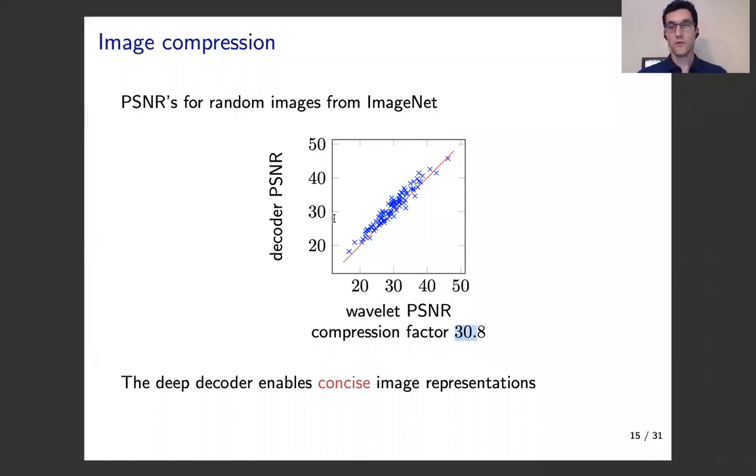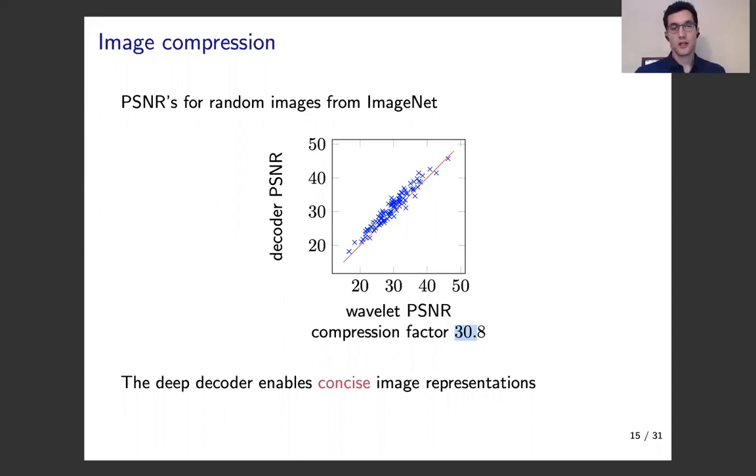So if you represent your image now with the coefficients, you save a factor of 30, right? You compress your data by a factor of 30. And so the comparison here is, I took a number of images from ImageNet. Those are really just essentially random images from the internet. And then I compared to wavelet thresholding, because wavelet thresholding is what is used in JPEG 2000. So it's a very good baseline for image compression.